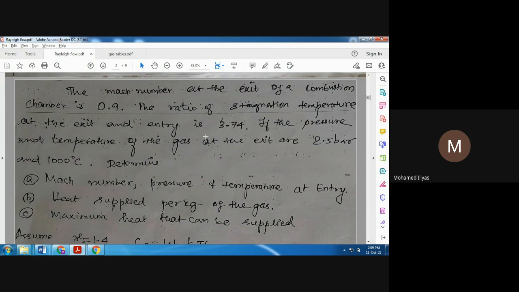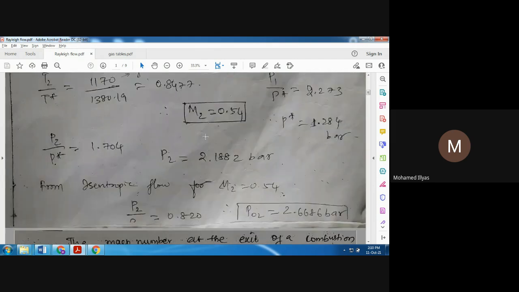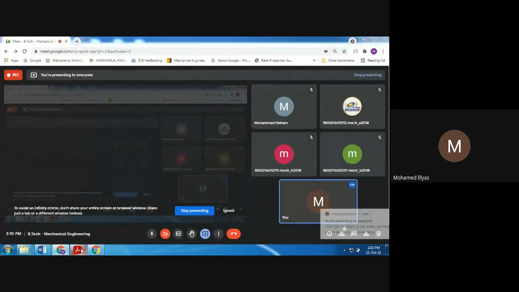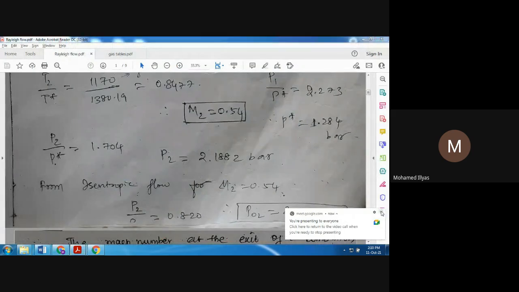In our last class, we completed our Fanno flow in our third module, and we started with our Rayleigh flow. We have seen one problem also in Rayleigh flow. So we will continue with the Rayleigh flow problems.